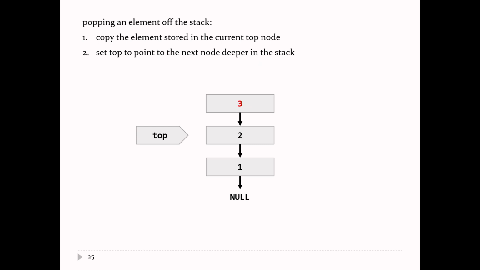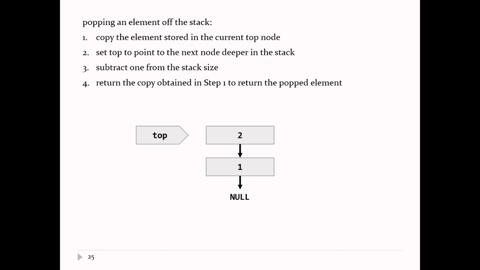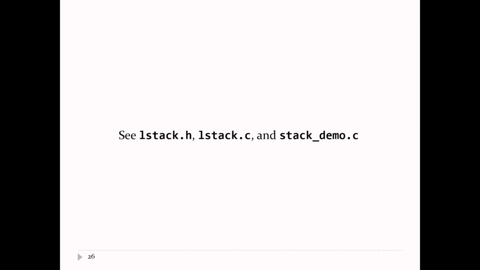Now this is C. That node is eating up memory, so I have to deallocate that node. I have to free the memory that's associated with that node, and then I have to subtract 1 from the stack size, to indicate that we've removed an element from the stack. Finally, you return the element that was popped off the stack.